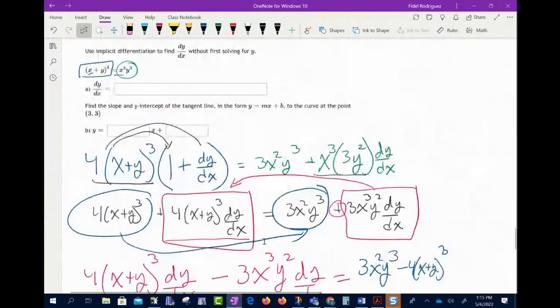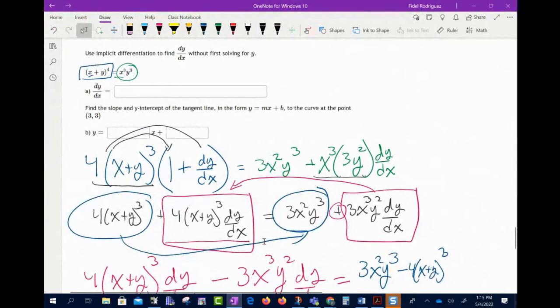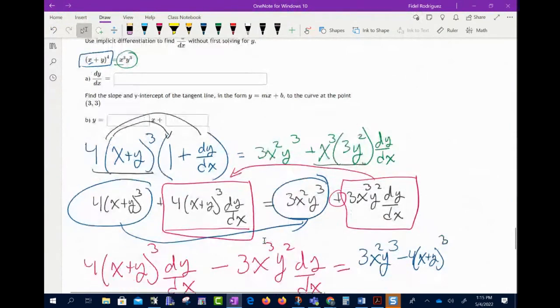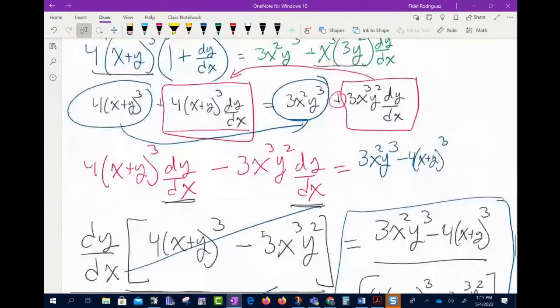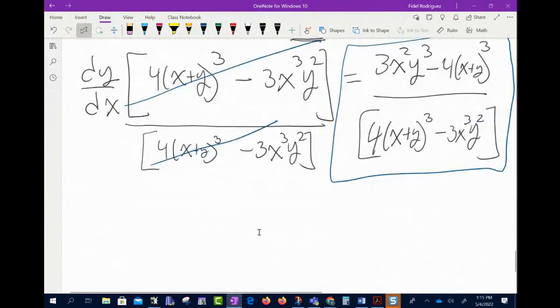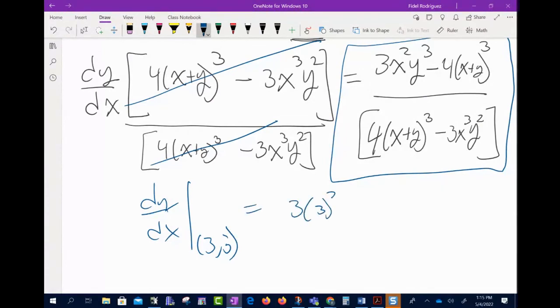Okay, so guys, look, now the second part says we want to find the slope and the y-intercept of the tangent line. And the point they give me is (3, 3). So all we're going to do here for my dy dx is evaluate this at 3 and 3. What does that mean? That means everywhere I have an x, I'm going to plug in a 3. Everywhere I have a y, I'm also going to plug in a 3.